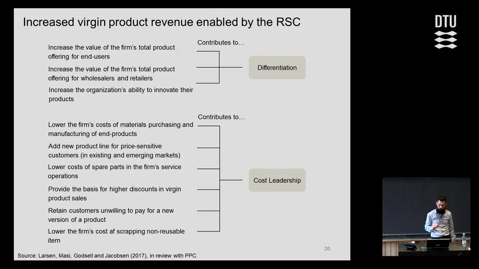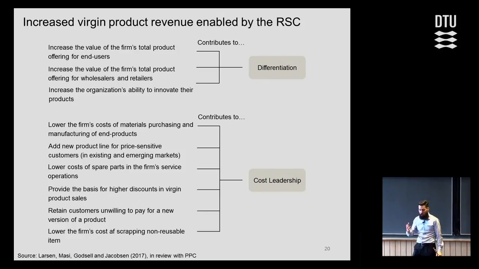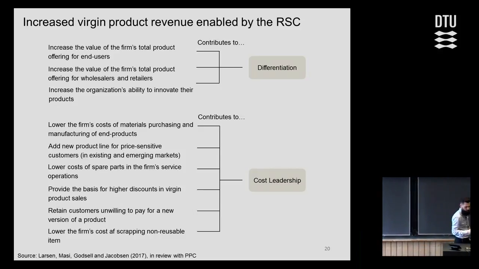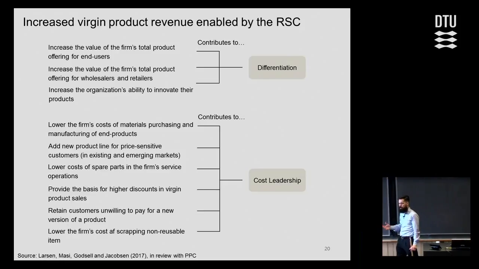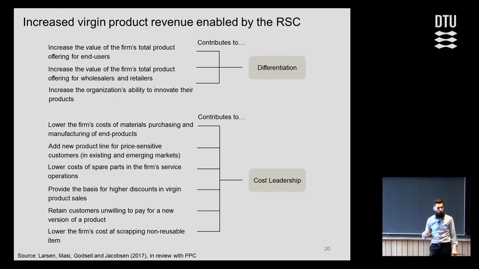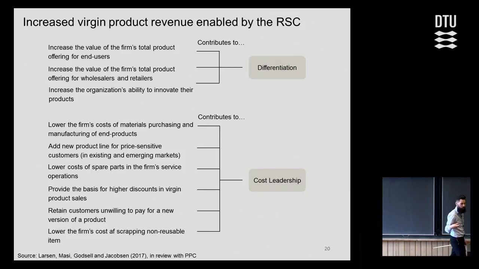reduce their prices. The fourth one is they can provide the basis for higher discounts by telling a customer of a new virgin product, if I can take the old product back, I'm going to give you, let's say, a 10% discount. Customers may be unwilling to pay for a new version of the product, and instead the firm says, okay, we cannot sell you a new virgin product. Instead, we will offer to take back your original product, refurbish it, and then you pay us for the service. Then we retain the customer in our pool of customers.